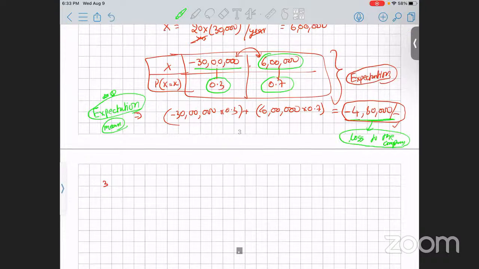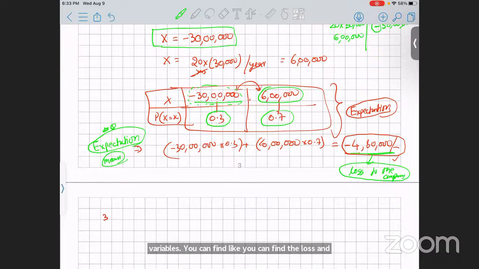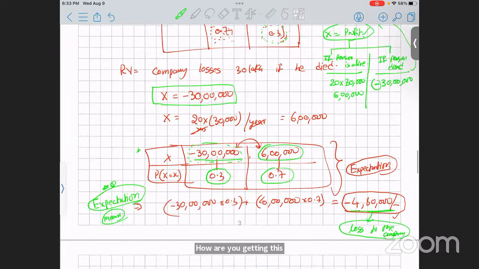So listen to this carefully. With random variables, you can find the loss, and we can compare 2 or 3 plans. Are you getting this? These are the applications of random variables. Okay. Clear everyone? Yes, sir. Can you just explain the last line?